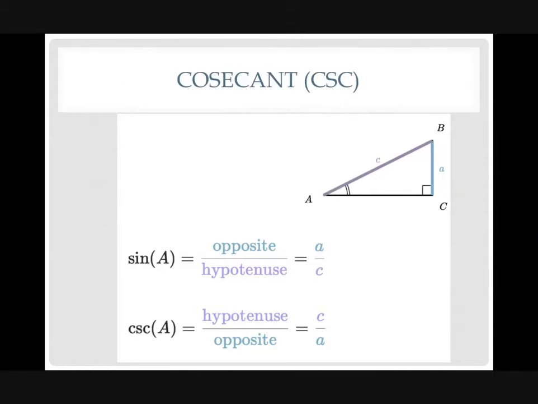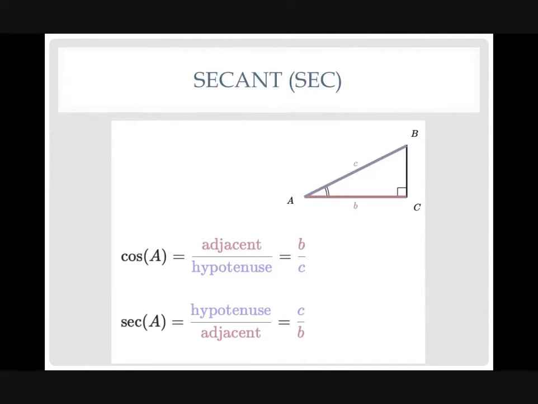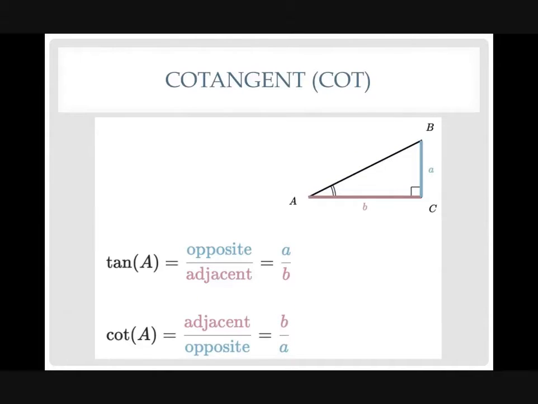Cosecant is the reciprocal of sine. It is C over A. The reciprocal of cosine is secant, C over B. The reciprocal of tangent is cotangent, B over A.